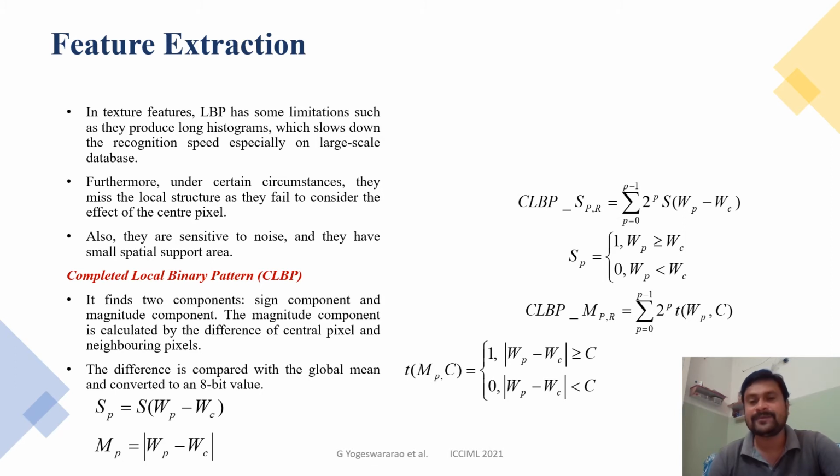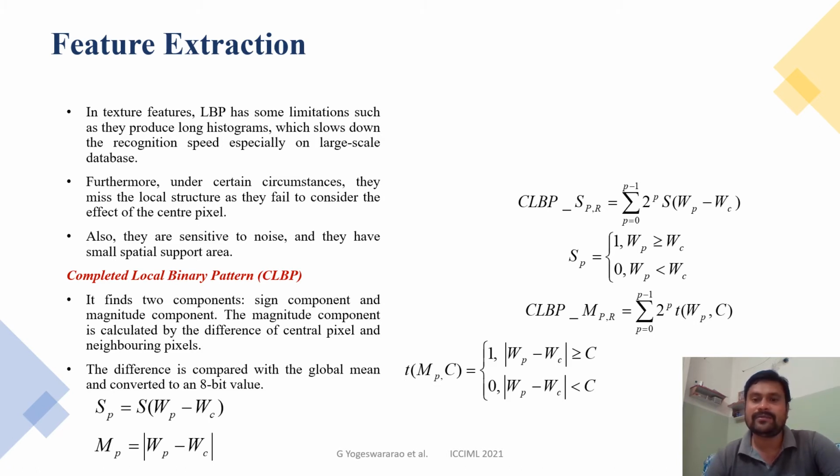And for the CLBP components, if the neighboring pixel value is greater than or equal to the center pixel value, then the sign will be 1. If the neighboring pixel value is less than the center pixel value, then the sign will be 0. Based on that we get the sign component of the complete local binary pattern.